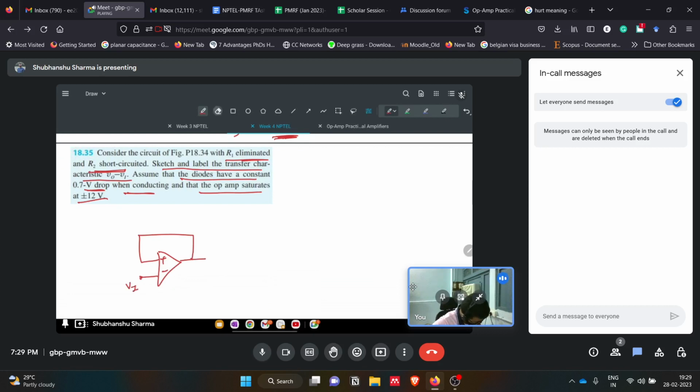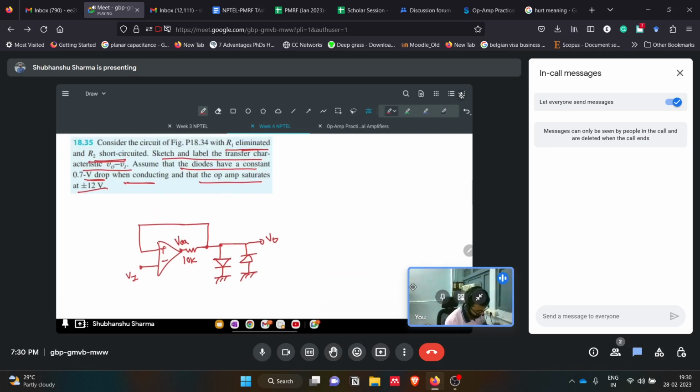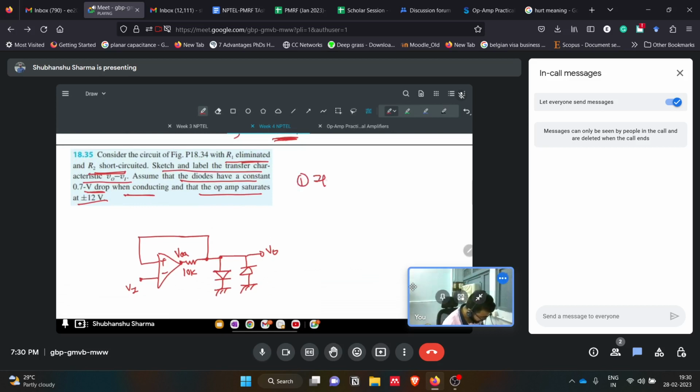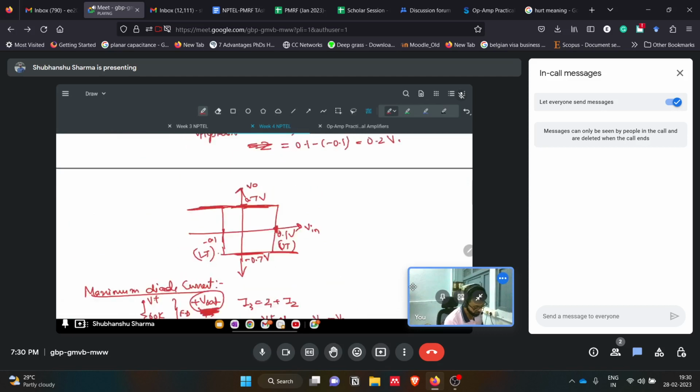Here, this resistor is still there, 10k. One diode is here and another diode is here, V0. This is VOA. So this is V0, and the circuit looks like this. Again, if we analyze this circuit, case 1: if VOA is plus V sat, then what will happen? This is the D1 diode, this is the D2 diode. That means V0 will be 0.7 volts, because D1 is forward biased and D2 is reverse biased. Same analysis we did in the previous question.